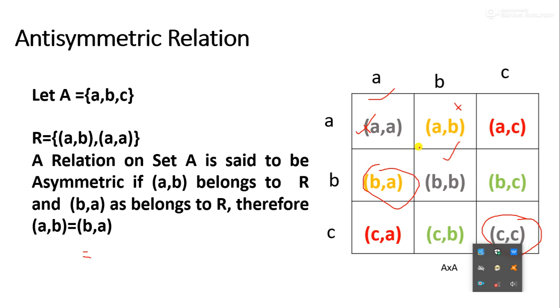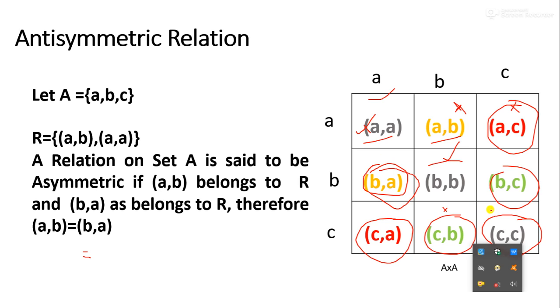So we can allow the diagonal elements in a relation, but we don't allow both symmetric elements. If we include one of these symmetric elements, then we don't need to include the other. If we allow CA, then we don't need to allow AC. If we allow BC, then we don't need to include CB, and we can allow the diagonal pair. So this is all for antisymmetric.